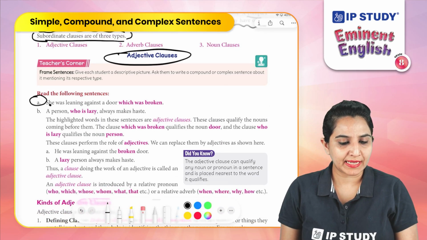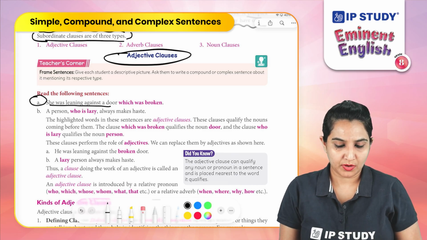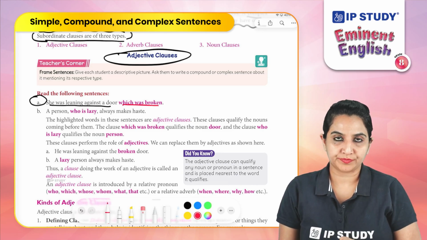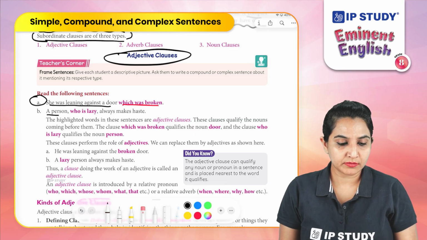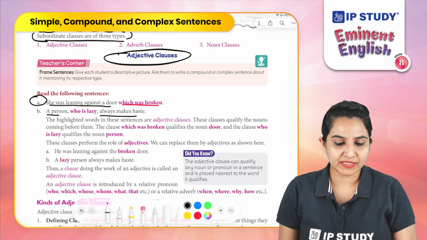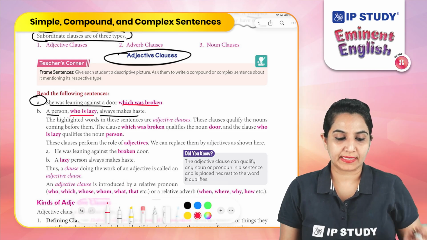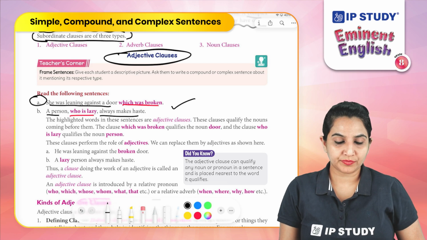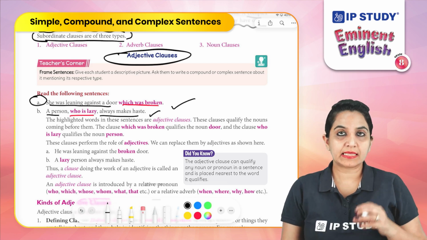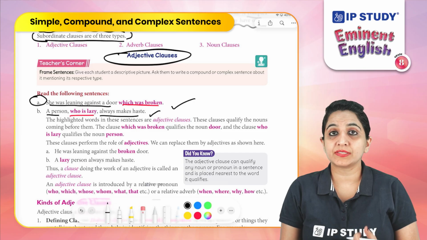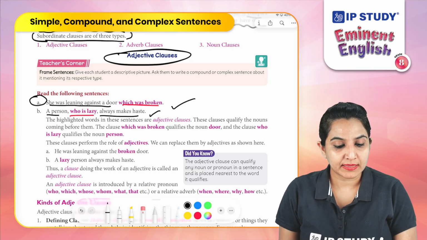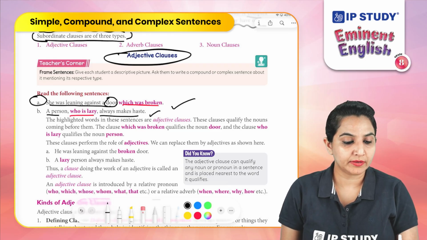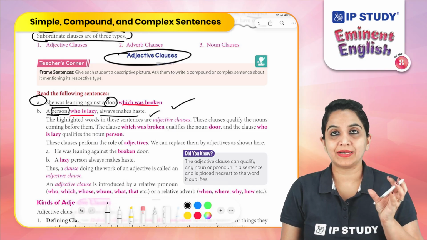She was leaning against a door which was broken. A person who is lazy always makes haste. So here in the first sentence, "which was broken," and in the second sentence, "who is lazy," are acting as adjective clauses. Why so? Because in the first sentence, "which was broken" is telling us more about the noun door. And here, "who is lazy" is telling us more about the noun person. So hence, these are called adjective clauses.